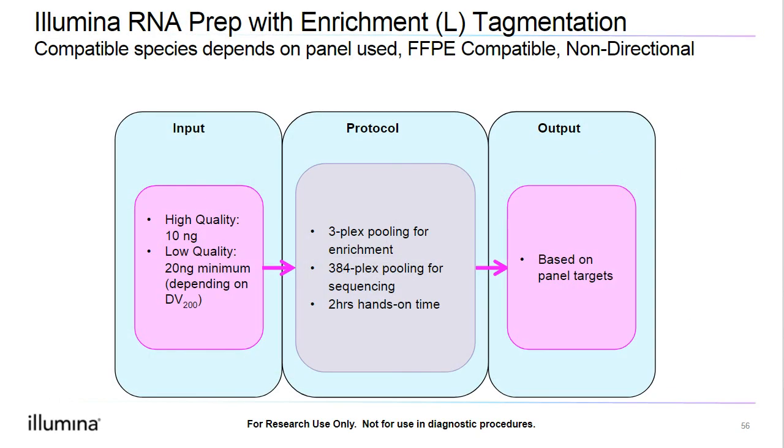This kit requires 10 nanograms if using high-quality material, and a minimum of 20 nanograms if using low-quality material, depending on the DV200. It accommodates 3-plex pooling for enrichment reactions, and it is compatible with up to 384 unique dual indexes that can accommodate 384-plex sequencing. This workflow has around a 2-hour hands-on time, and the output will depend on the targets of the panel used.